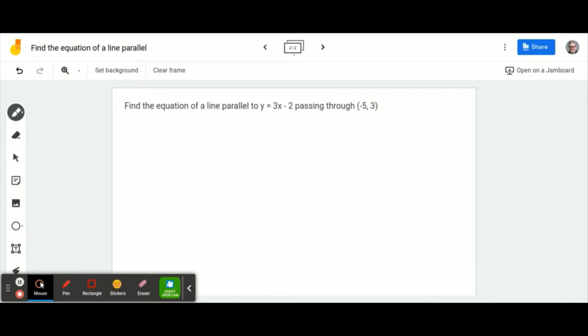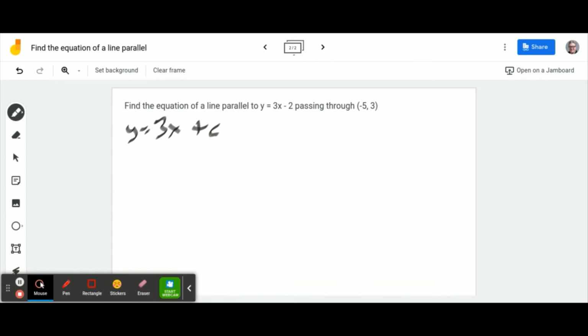So if we're asked to find the equation of a line parallel to y equals 3x minus 2 passing through a given point (-5, 3), then we know that the slope of the line must be the same as the slope of the line that we're given. So the equation must be y equals 3x plus something. All lines parallel to y equals 3x minus 2 will have the form y equals 3x plus c.